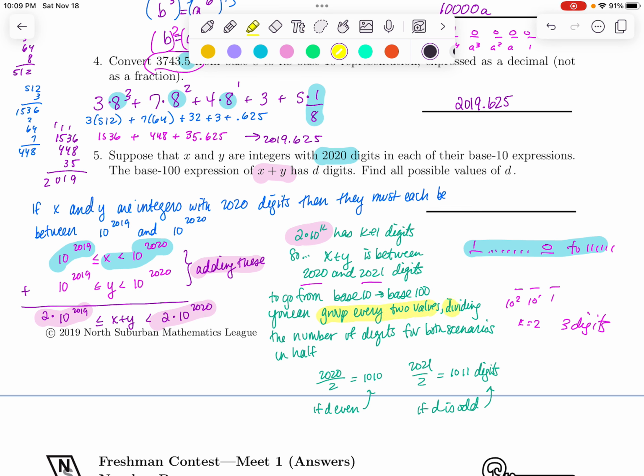And so what that means is that we divide the number of digits for both scenarios. If I had 2020 digits and divided by 2, I would get 1010. Or if I had that extra digit, because again, remember, we're taking 2 digits and consolidating them into 1, the other option is 2021 digits, and when I divide that by 2, I get 1011. So those are my 2 possible values for D: 1010 and 1011. All right, that is all.